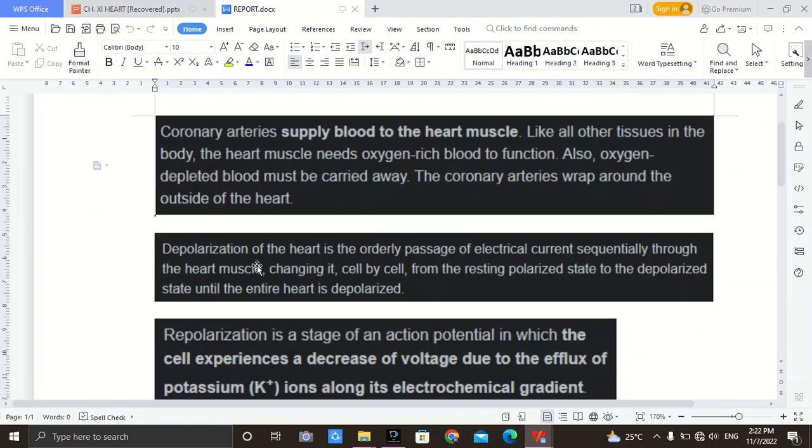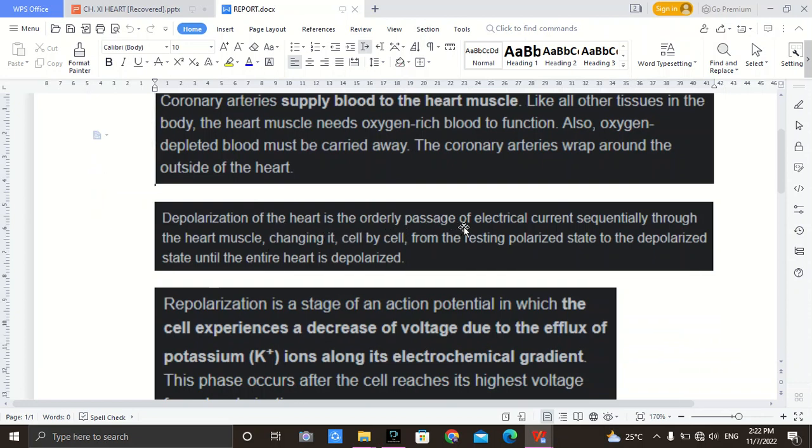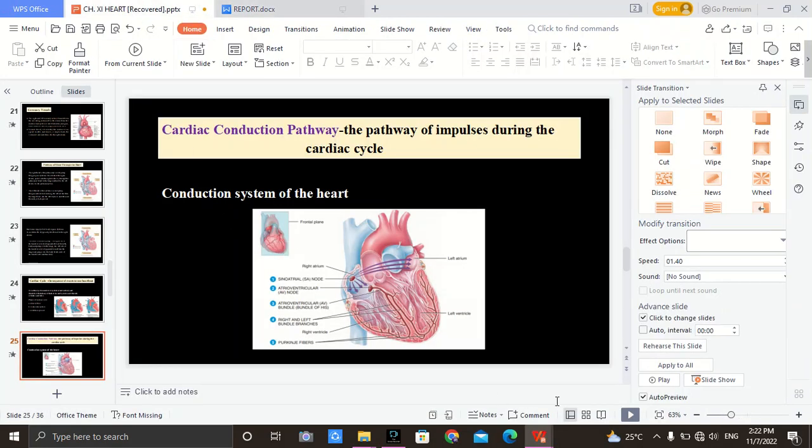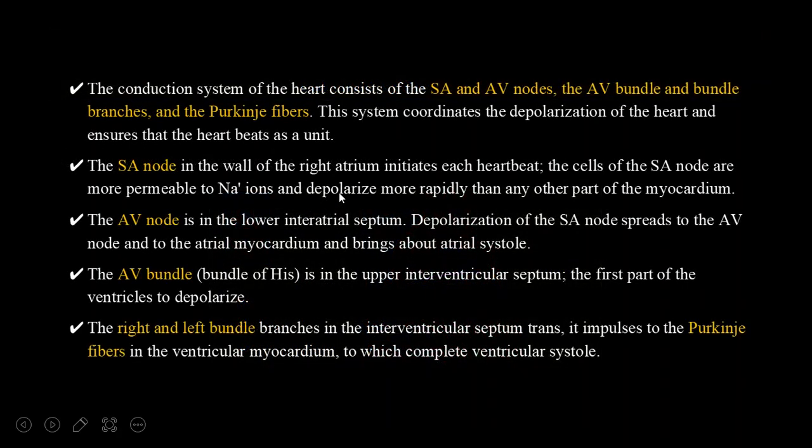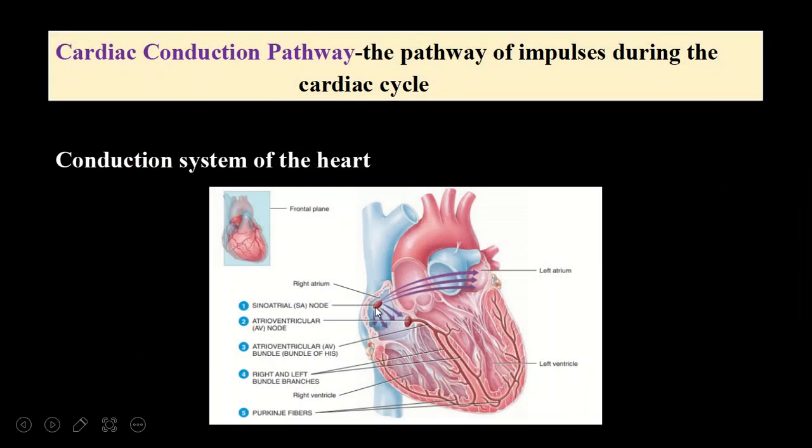So the polarization of the heart is the orderly passage of electrical current. First, it starts in the sinoatrial node, because it initiates the heartbeat: the cells of the SA node are more permeable to sodium ions and can depolarize more rapidly. The depolarization starts in the sinoatrial node, and then it will reach the atrioventricular node.